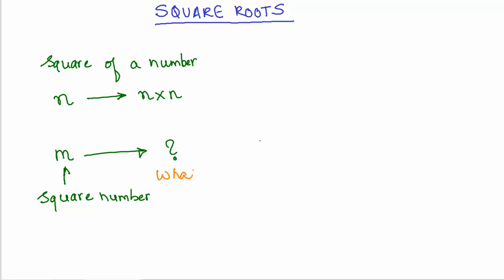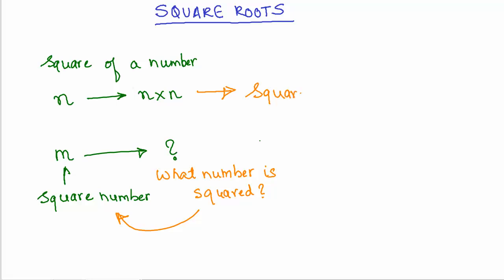What number is squared to give this square number? And this is where the square root operation comes in. So this process or this operation we call squaring, or finding the square of a number, whereas this operation where we are given a square number and finding out the number of which it is a square is known as a square root.